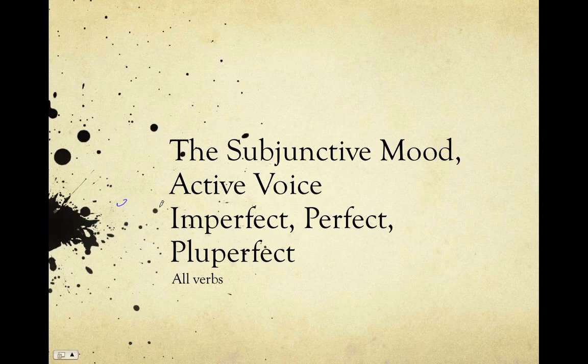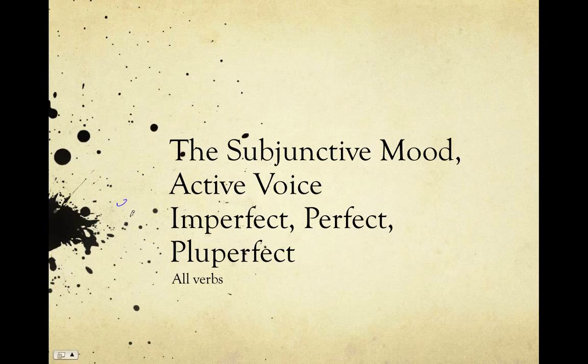This video covers the formation of the imperfect, perfect, and pluperfect tenses, active voice, of the subjunctive mood. Remember that the subjunctive records actions that take place in the mind but are not yet necessarily realized in the real world. They're used in very particular contexts, and remember you've already learned the present tense, so there are 4 tenses of the subjunctive: present, imperfect, perfect, and pluperfect.